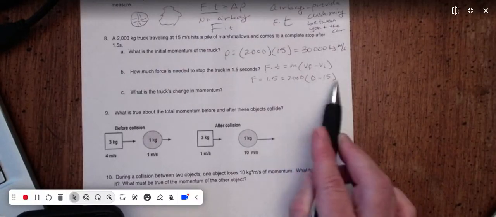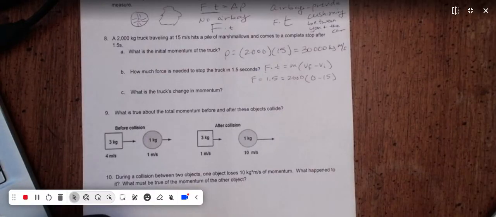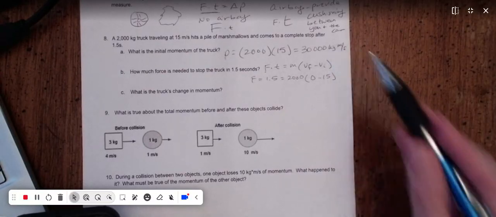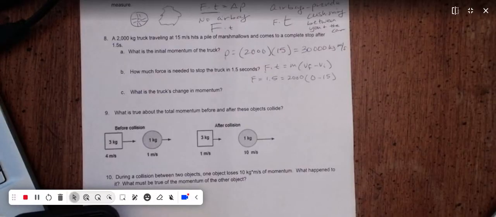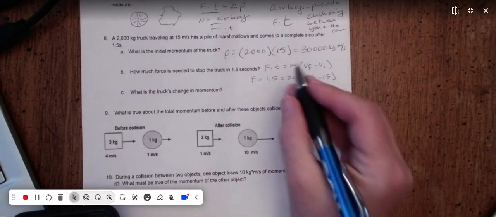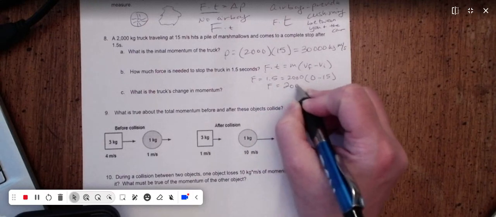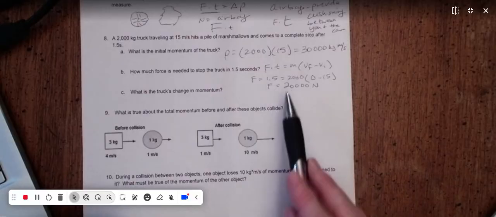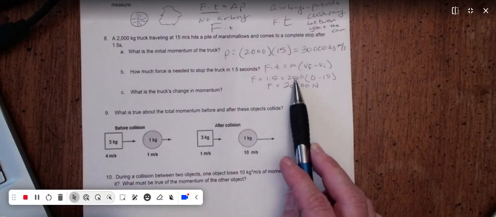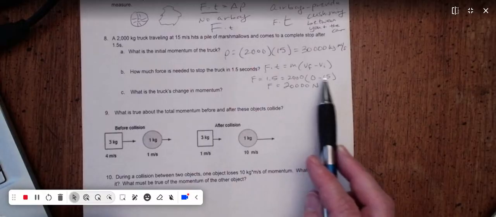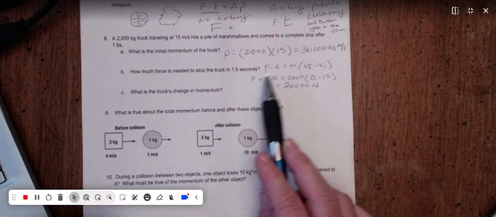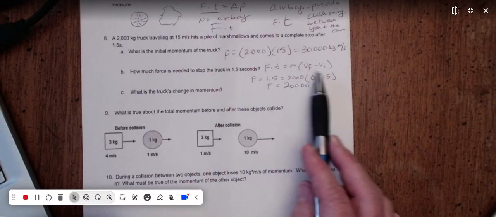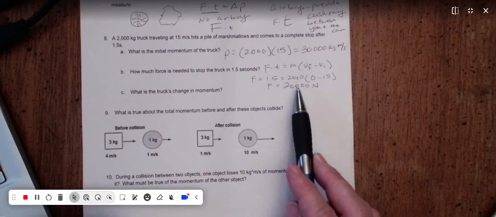So I need to multiply 2,000 times 15. That's going to give me 30,000, which is a similar number to what I see up here. And then I divide that by 1.5. So my force here is 20,000 newtons that I need in order to stop the truck. And so these givens, this is time, this is mass, this is final velocity, this is initial velocity. I'm using impulse equals change in momentum to solve for force here.